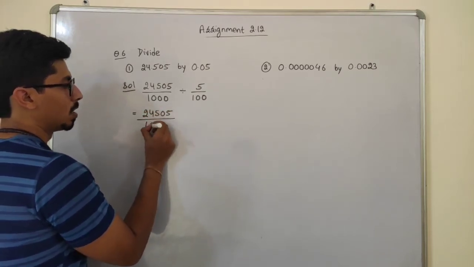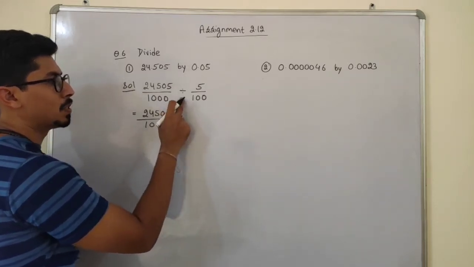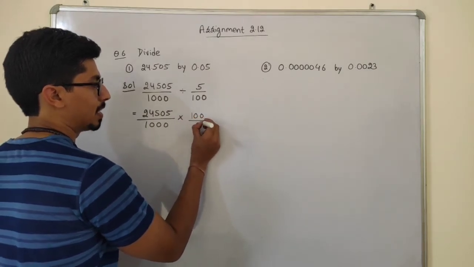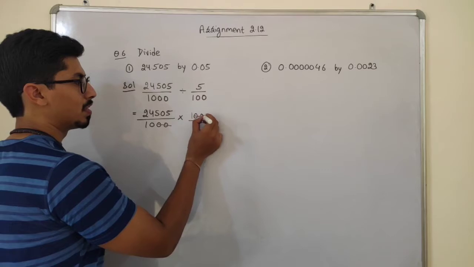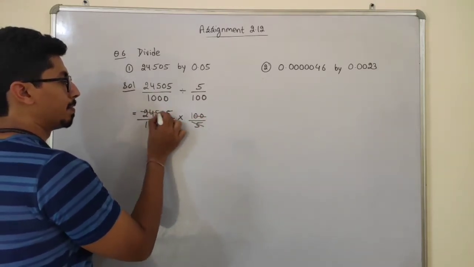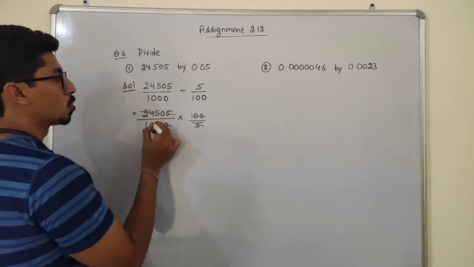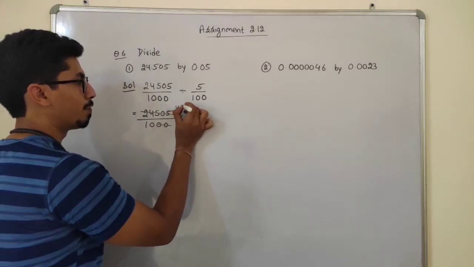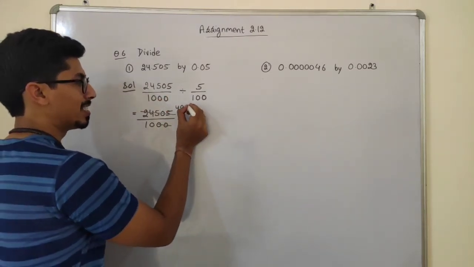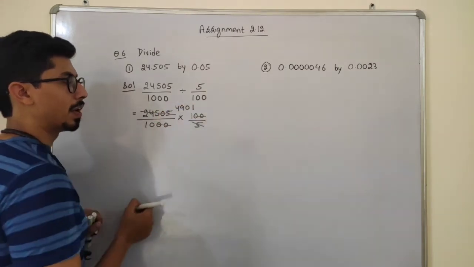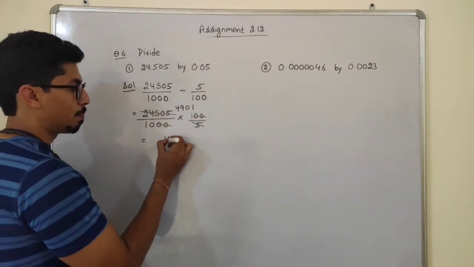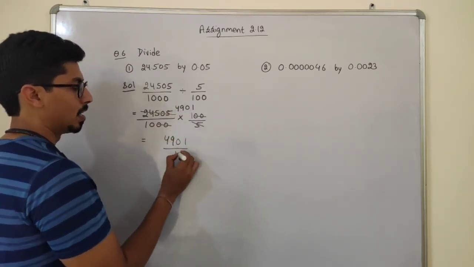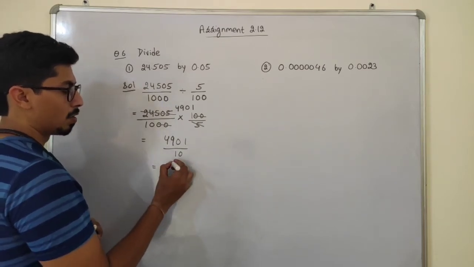24505 upon 1000. If I just replace this division sign with multiplication sign, it will be 100 upon 5 as it is. Okay. Now 2 zeros cancel out with these 2 zeros. Now if I just divide this number by 5, so students, 5 4s is 20. The remainder is 4. So 4 and 5. So 5 9s are 45. 0 as it is. Okay, now we have 1. So 1 here. So 5 is a 5. So the remaining portion is 4901 multiplied by 1. That will be 4901 upon 10. So the answer, students, will be 490.1.